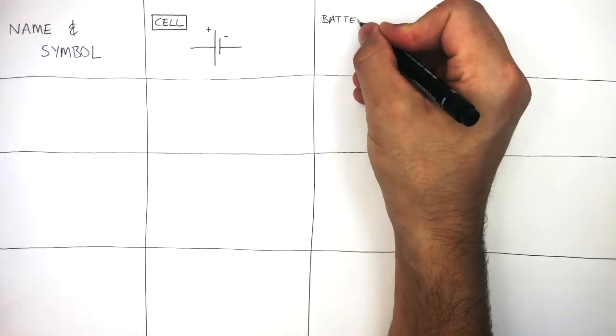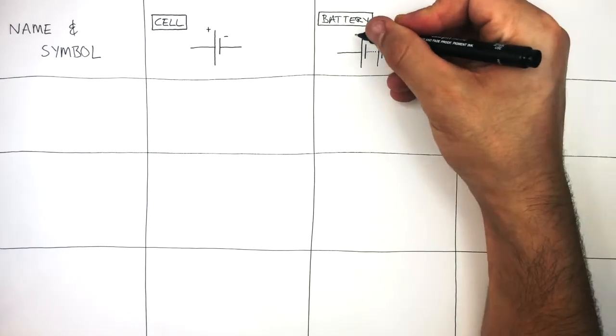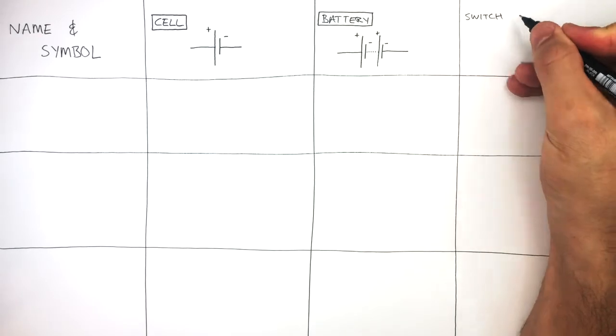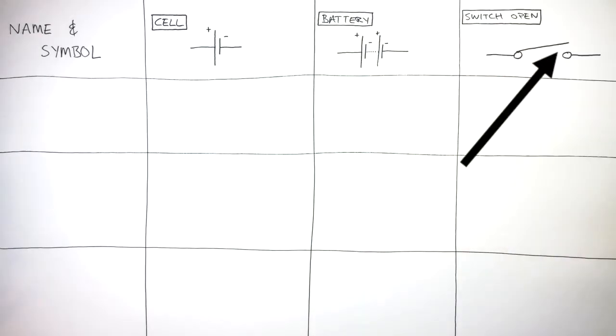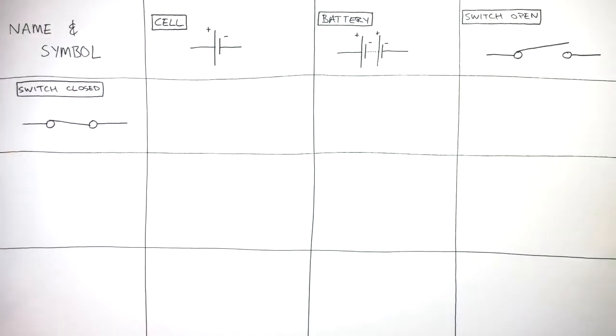This is the battery. A battery is just two or more cells connected end to end to make a battery. This is a switch which is open. The circuit is broken so the electric current cannot flow around the circuit. Therefore, the circuit is off. This is a switch which is closed so the circuit is on. The electric current is able to flow around the electric circuit.